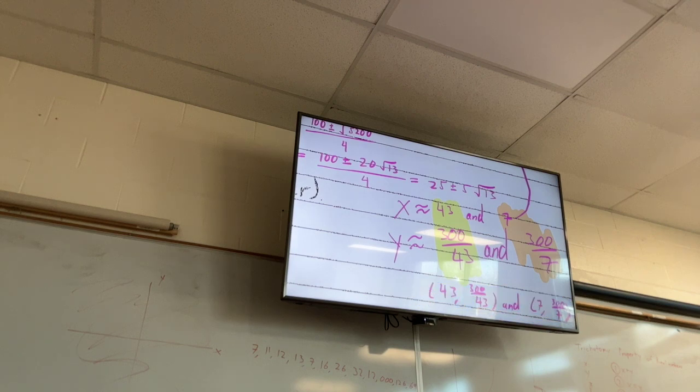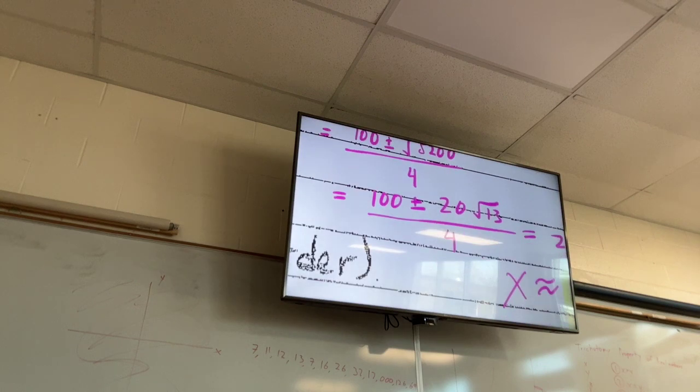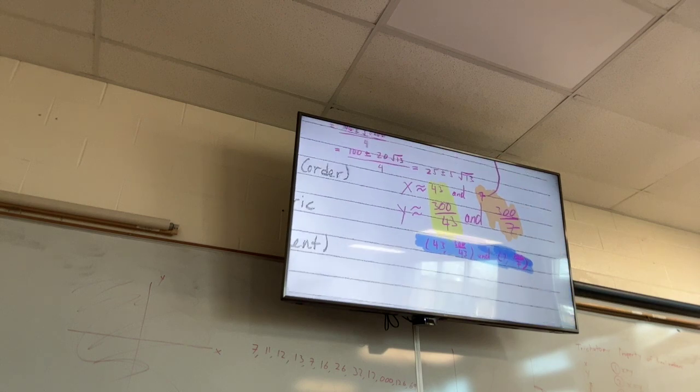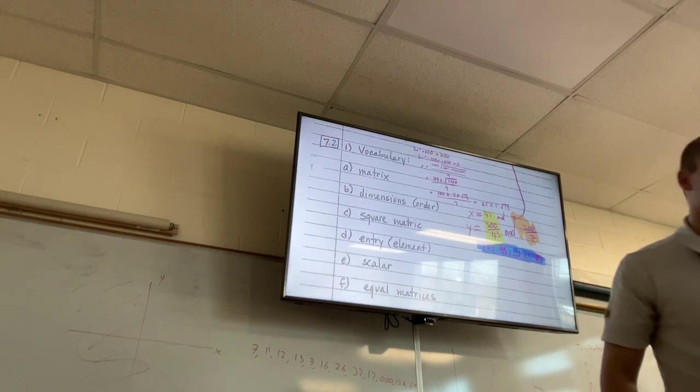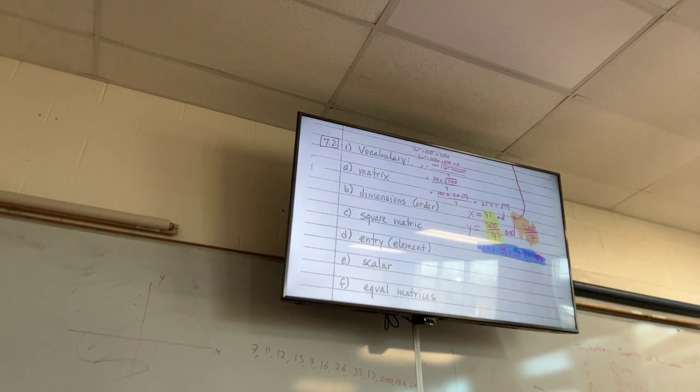How did you get 5 and 13? So what I did was I split up this numerator. So I wrote it as 100 over 4 plus or minus 20 root 13 over 4. 20 divided by 4 is 5. So if you simplify it out for your quadratic, would that work? Yeah.